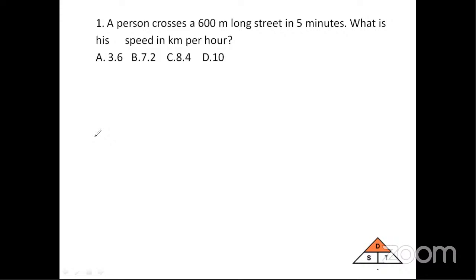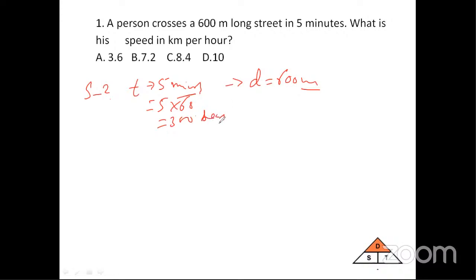So what do we do? To begin with, you will write the quantities that are given. For example, speed, is it given? No, speed we have to calculate. Time, is it given? Time is given, 5 minutes. Then what is given? Distance is given. Distance is how much? 600 meters. So you know we have meter and then we have minutes. So it will be easy for us to convert this to meter per second. So 5 minutes will become 5 into 60, that is nothing but 300 seconds.